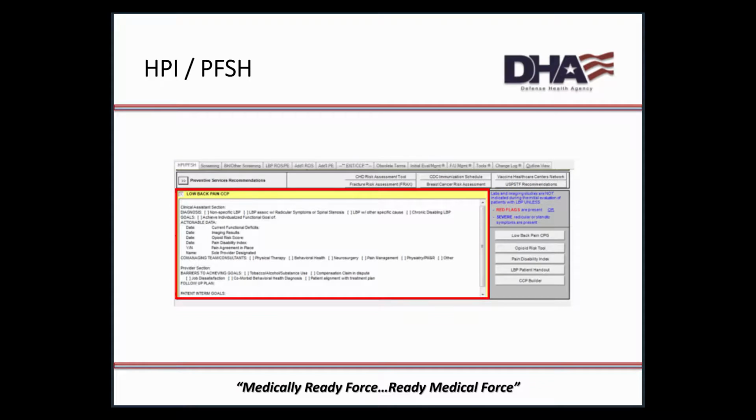Also in the HPI tab, we have the low back pain comprehensive care plan, or CCP. Notice that it's in yellow, so that means it copies forward. The CCP is not something that you have to complete in one visit. If you complete portions of it each visit and copy forward, each time your CCP will gradually fill in and include relevant and important documentation.